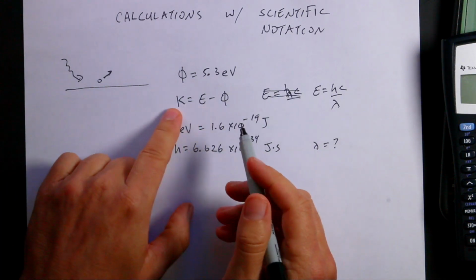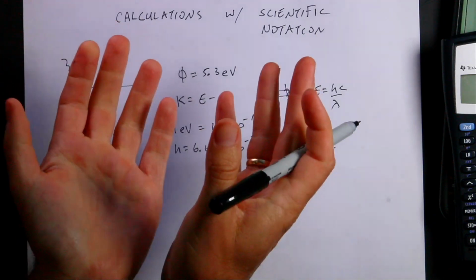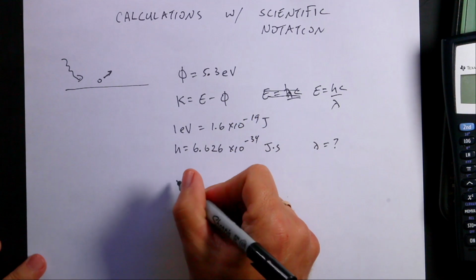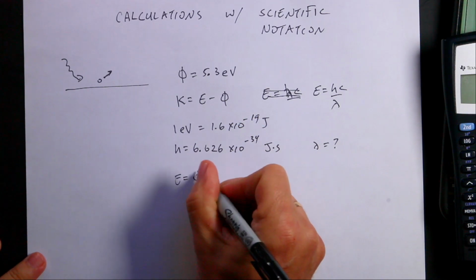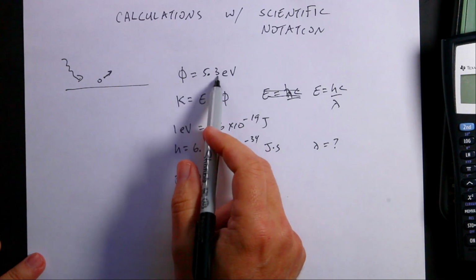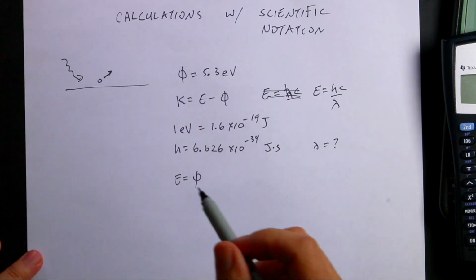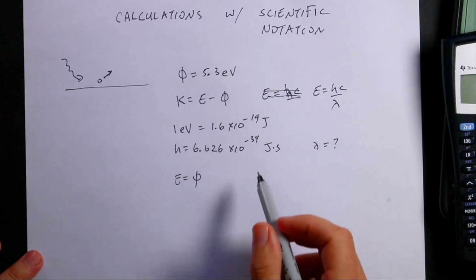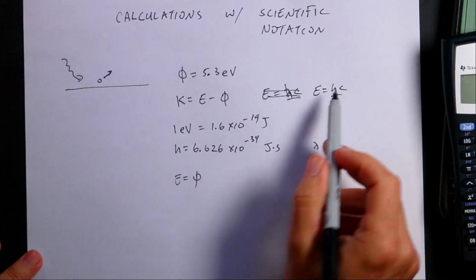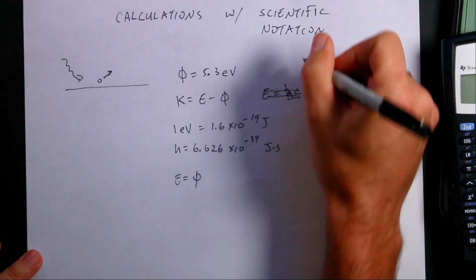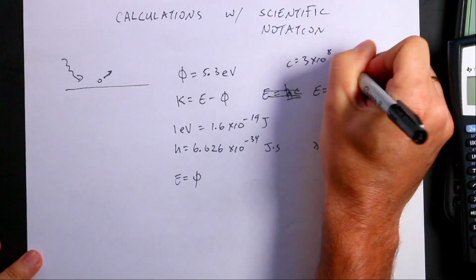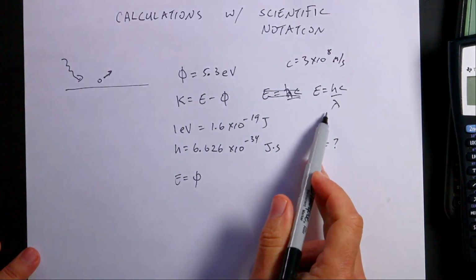Well, in that case, K is going to be 0. I'm going to get an ejected electron with no energy. So let's say K is equal to 0, then E is going to equal the work function phi. I know that is 5.3 electron volts. I know the energy of a photon is hc over lambda, where lambda is the wavelength. H is Planck's constant. Oh, I didn't write down C. C is 3 times 10 to the 8th meters per second.